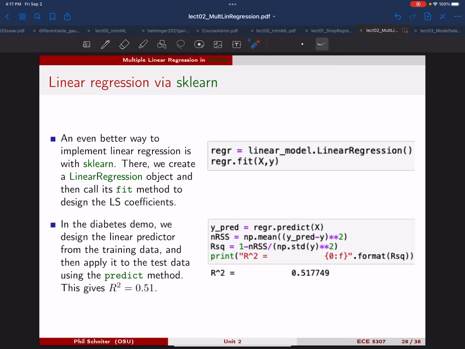And then once I have that normalized RSS, I can compute r squared by dividing by the standard deviation of the targets and subtracting that from 1. And then I can print out my r squared for this problem. It turns out it's like 0.51 or 0.52. It's not that great, but whatever, that's what it is. This is the diabetes data set we're working with.